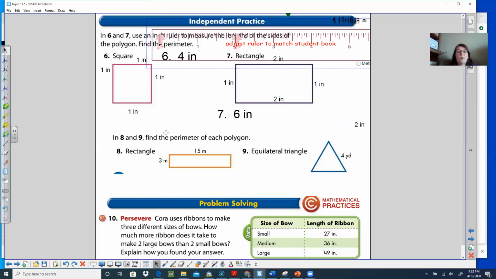Okay, number 8 and 9, we need to find the perimeter of each polygon. This side is 3, this side is 15. I'm going to model that other method that they wanted us to learn how to do. So for number 8, I'm going to add these two sides together. So I've got the 3 plus 15.